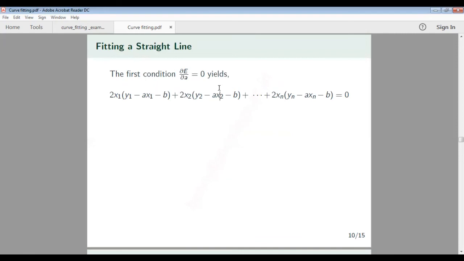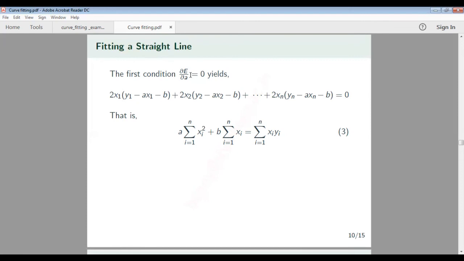When we solve this, we get 2x1 into (y1 minus ax1 minus b) plus 2x2 into (y2 minus ax2 minus b) plus etc., the last term 2xn into (yn minus axn minus b), equal to 0. And this simplifies to sigma i equal to 1 to n xi square into a plus sigma i equal to 1 to n xi into b equal to sigma i equal to 1 to n xi yi. From the above equation, we are getting this result.